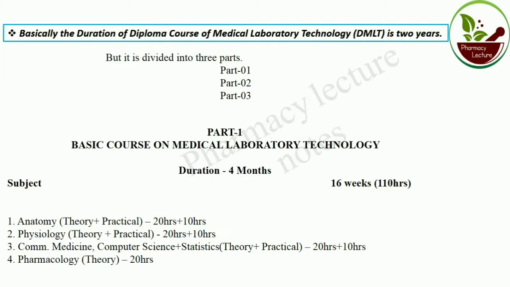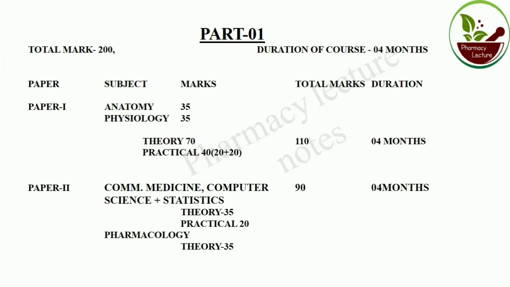So within these 16 weeks or 110 hours, we have to study anatomy, physiology, community medicine, computer science, statistics, both the theory as well as practical. And in pharmacology, only the theory part we are going to study. So mainly in the 4 months, we have to study 2 papers, paper 1 and paper 2.